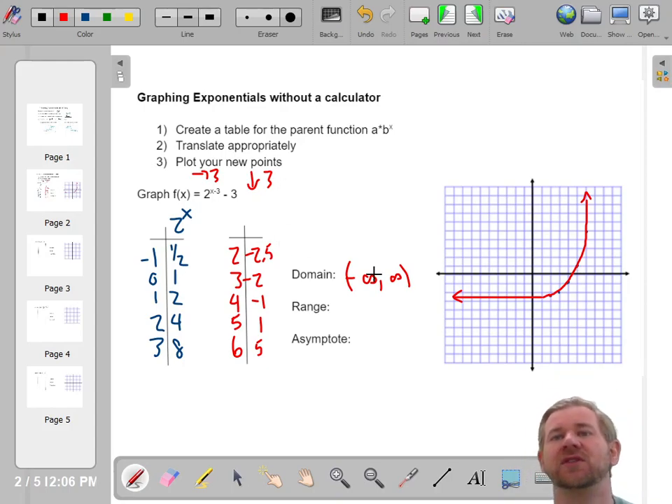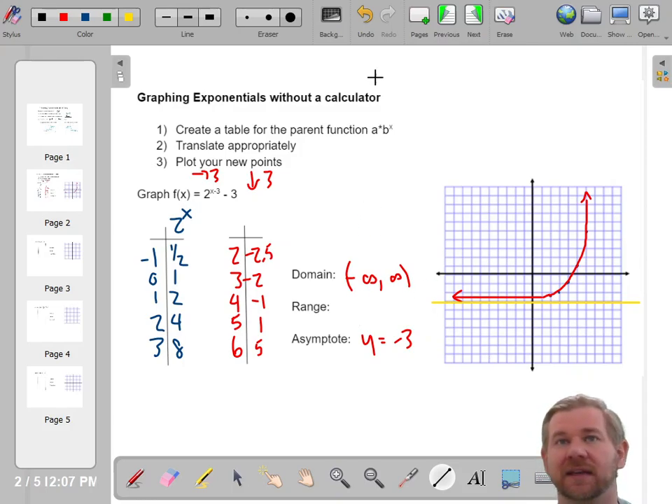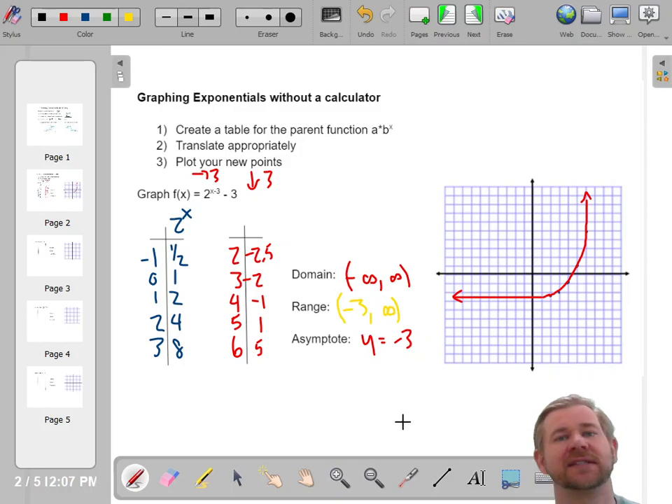The range is the y values. Because this thing had a horizontal asymptote at 0 and it moved down 3, the asymptote is y equals negative 3. It always follows the vertical shift. Right there is a horizontal asymptote at negative 3. It'll never get to negative 3. So what that tells us is that the range: the smallest y value is negative 3, and the biggest y value is infinity, and it never gets to either of those. So negative 3 is a parenthesis because it is not inclusive.